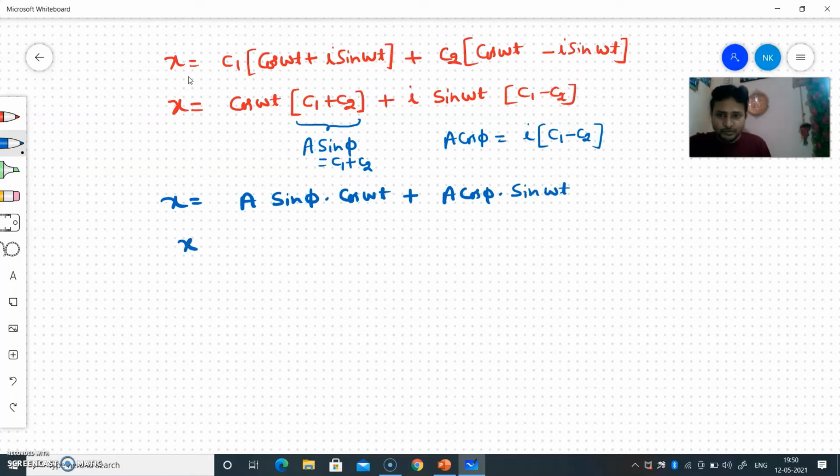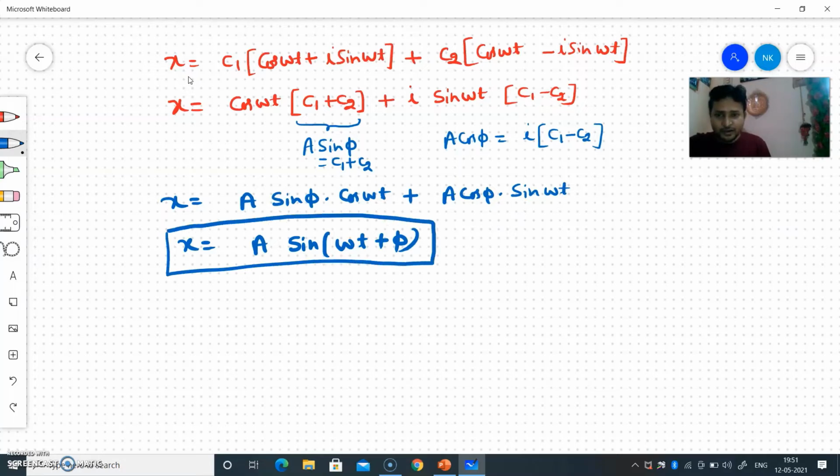If you simplify it further, sin A cos B plus cos A sin B is just sin of A plus B. So this is just sin of omega t plus phi. So x is equal to A sin of omega t plus phi. We found it to be the solution of the differential equation number 5. So this is equation number 6. So this is the solution.